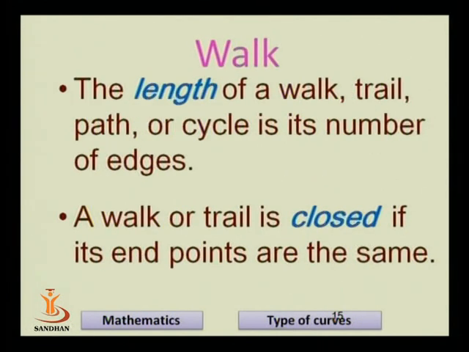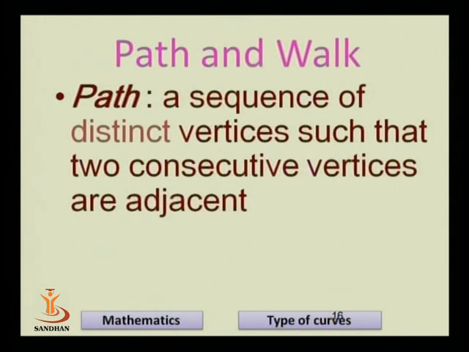Now the length of a walk. The length of a walk or trail or path or cycle is its number of edges. A walk or trail is closed if its end points are the same. Now we define path. A path is a sequence of distinct vertices, meaning no vertex appears more than once, such that two consecutive vertices are adjacent.